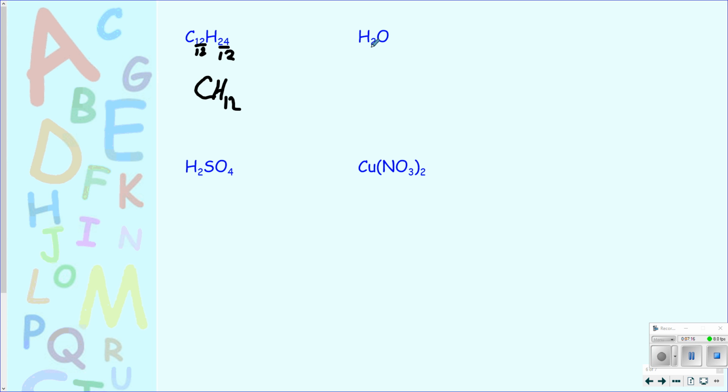When I look at my formula here for water, H2O2, can I reduce this down? I can't, because if I would try to reduce by 2, I would end up with half of an oxygen. I can never have half of an element or atom in a compound or a molecule. So in this case, this is both your empirical and your molecular formula.